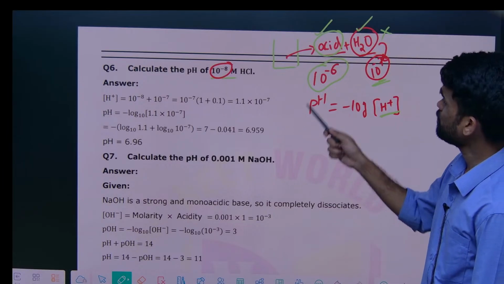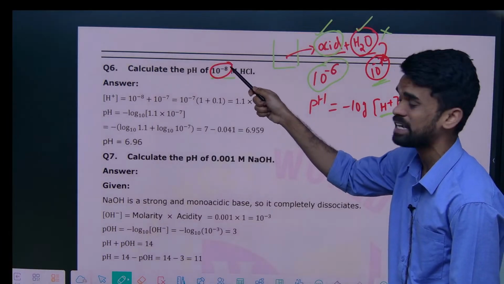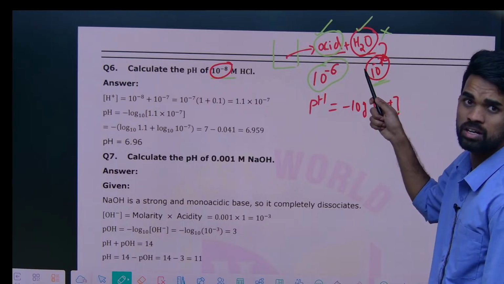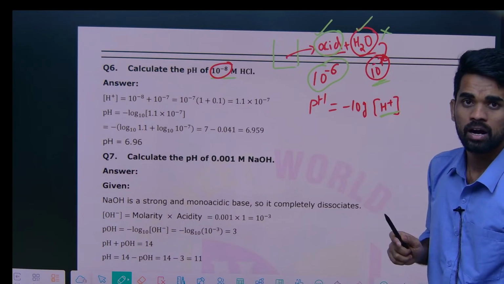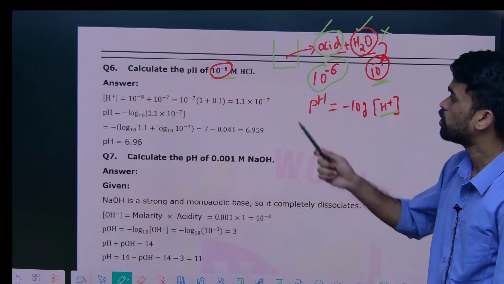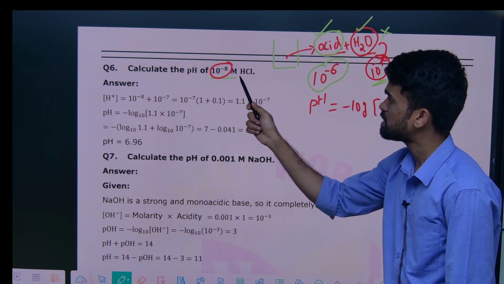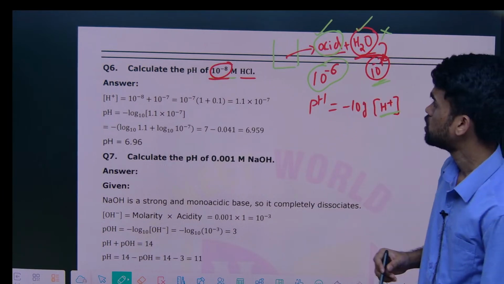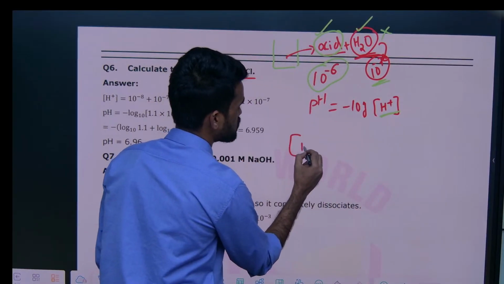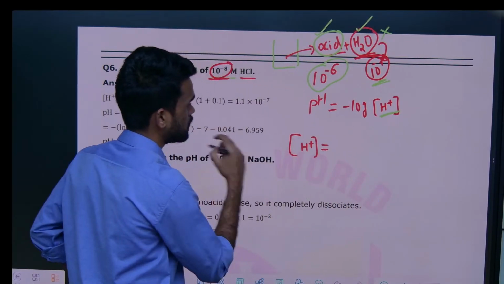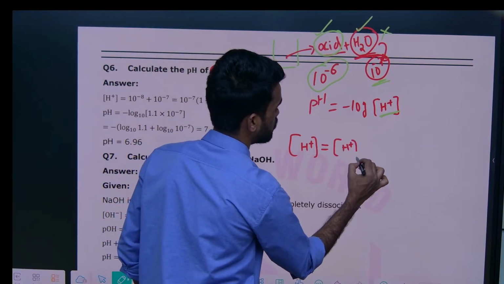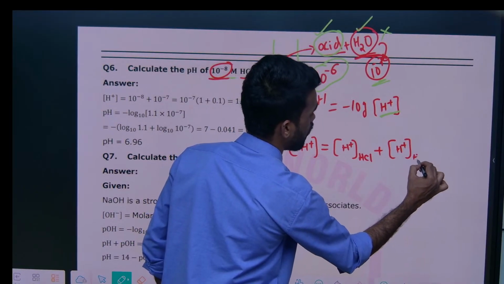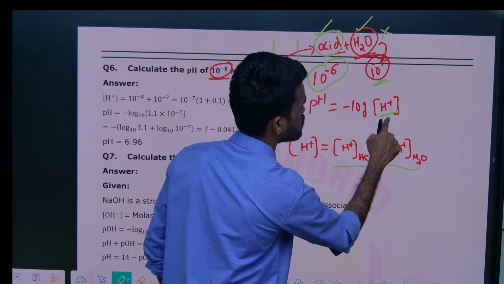But here the acid concentration is 10 power minus 8, which is less than the concentration of H plus ion coming from water. So it means you should not ignore the H plus ion concentration coming from water. You need to add the concentration of H plus ion coming from this HCl as well as the concentration of H plus ion coming from this water. So what is the total H plus ion concentration here? Total H plus ion concentration is the H plus ion concentration coming from HCl acid plus the H plus ion concentration coming from water. So the sum of these values you should substitute over here.